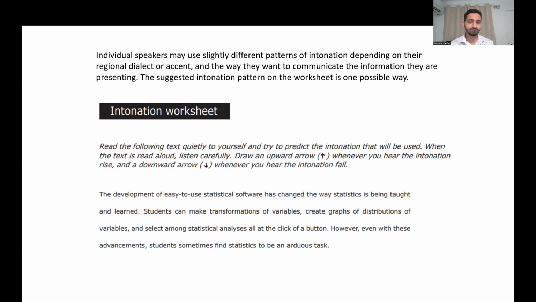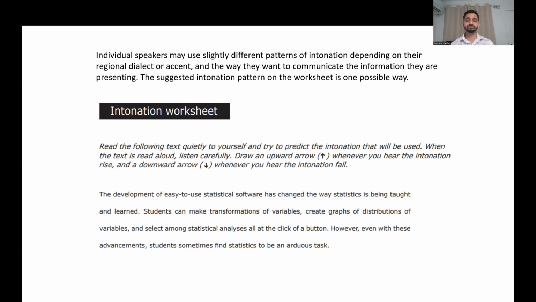So please do it and just come up with your possible answer. Again, this is a possible answer. It's not the one true answer. Okay. Pause the video here and draw up and down arrows where you think the intonation should be rising and where the intonation should be falling. Pause the video here and we'll come back and check the answer.